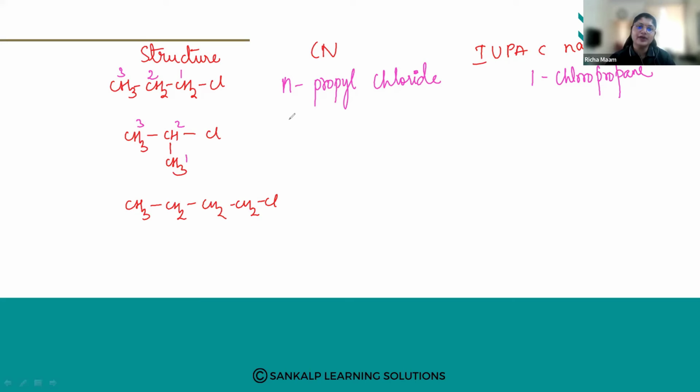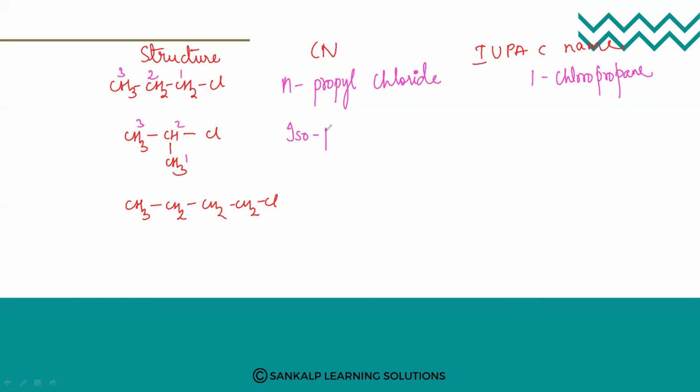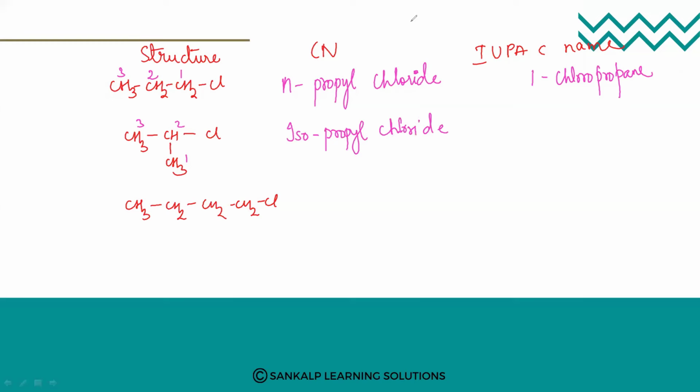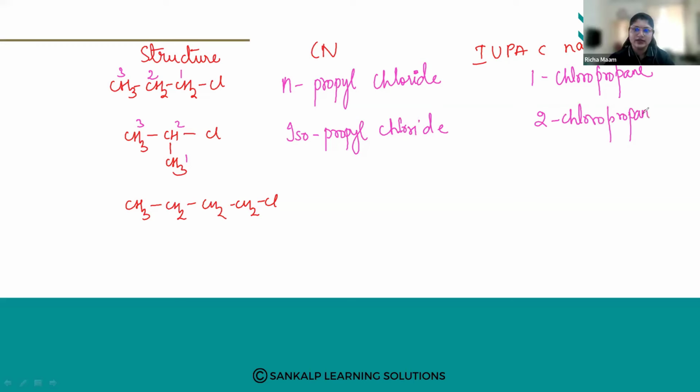So this is in the form of a branch. So it is iso. Isopropyl chloride. Good. Now, in the IUPAC system, at what position is the chloro substituted? 2. Yes, so it is 2-chloropropane. Good.